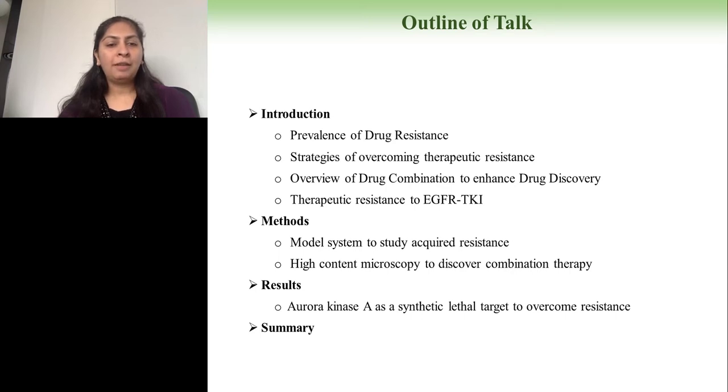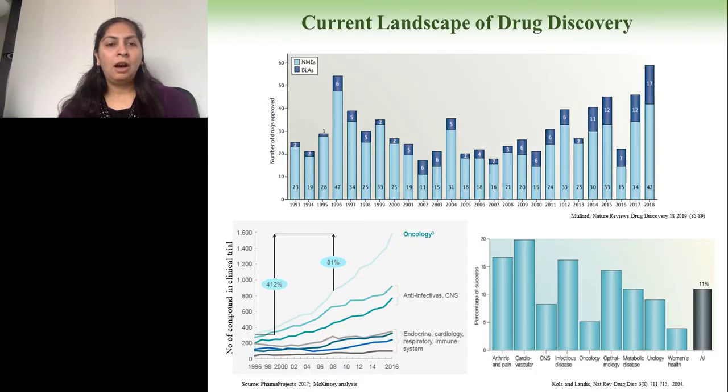To do that, I will talk about the model systems that we developed to model acquired resistance and how we can use high content microscopy to discover the combination therapy. I will also talk about our results, where we identified Aurora kinase A as a synthetic lethal target to overcome resistance. And at the end, I will give my conclusion. So let's get started with this.